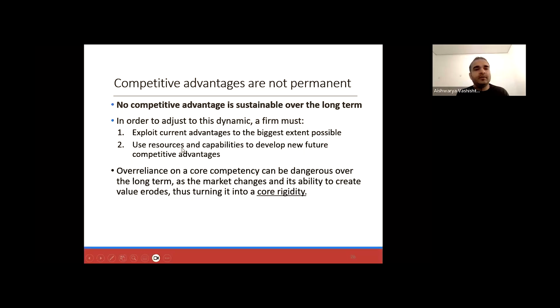So keep using your resources and capabilities to develop new future competitive advantages. Because if you rely too much on your current core competency, then it can turn into core rigidity. That is, you are not innovating, and one day your competitive advantage will fade, like what happened in the case of Google, right?